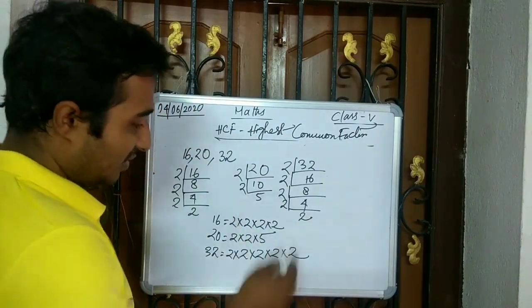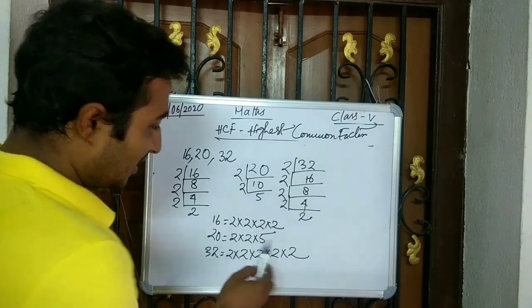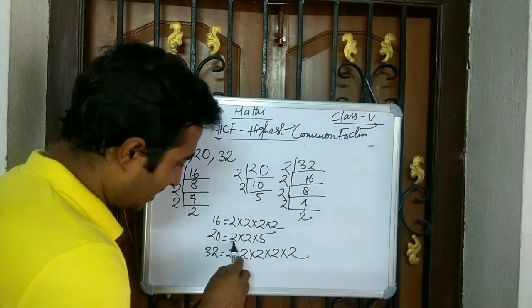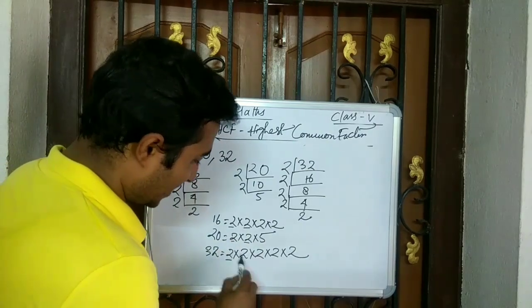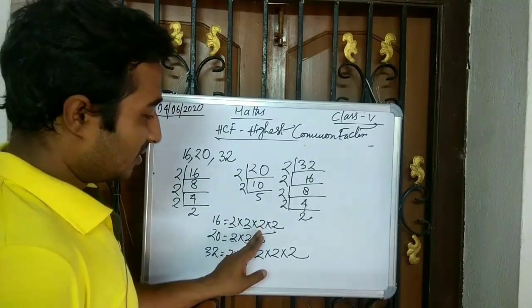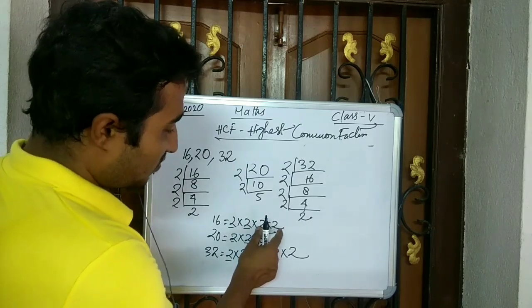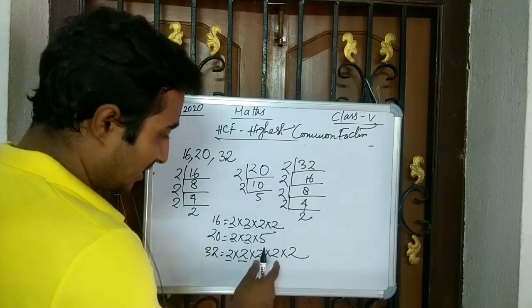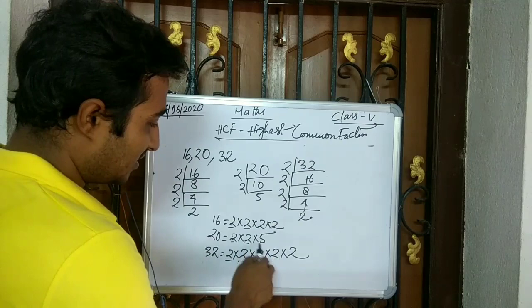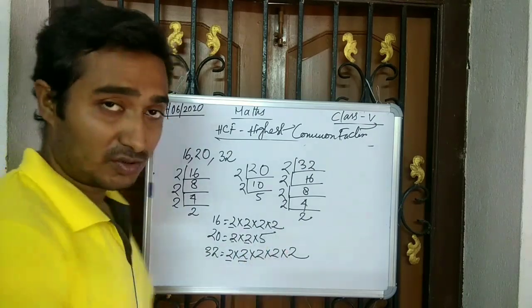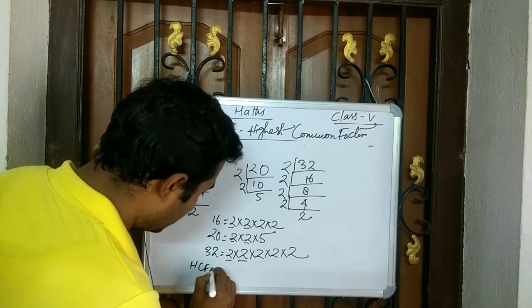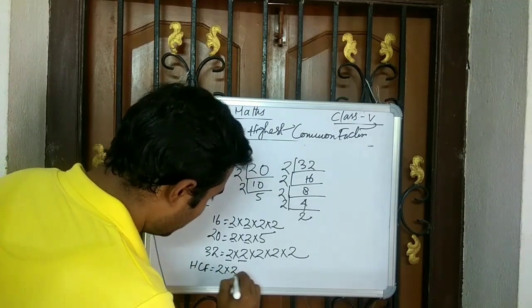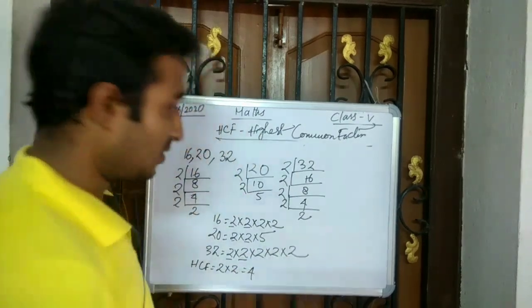So we can see there are many 2's present. The least number of 2's present here is 2, here also we are taking 2, and here we are taking 1. There are no 2 times 2 present here. Here also 3 times present, but there is no extra 2 present, so we cannot take it as common. So our HCF is 2 multiplied by 2, that is equal to 4.